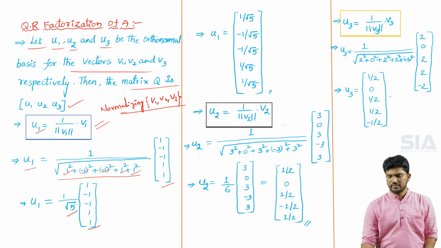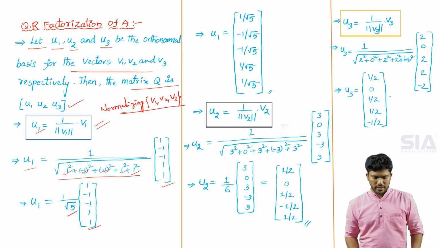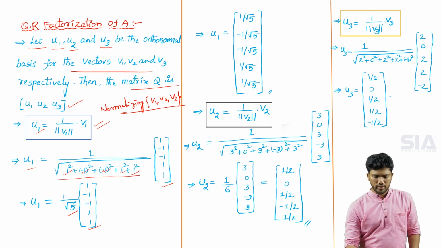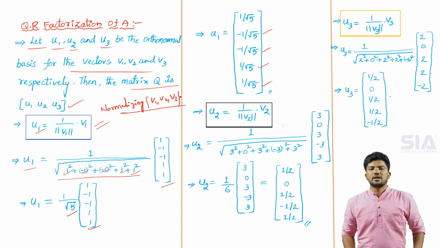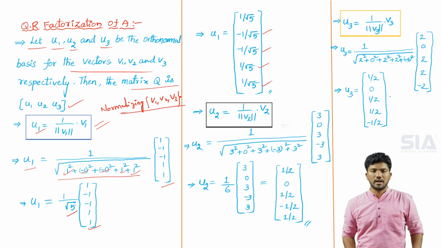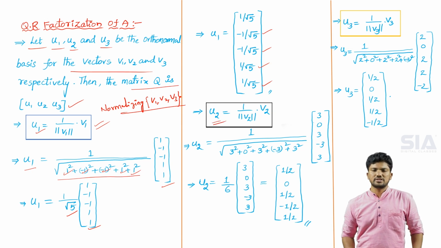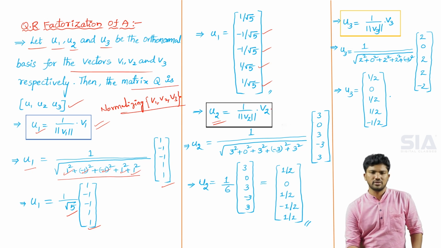So if you divide with 1 by root 5, then u1 is equal to 1 by root 5, minus 1 by root 5, minus 1 by root 5, 1 by root 5, 1 by root 5. That is the total vector of u1. That is the orthonormal column of capital Q. Next, the second vector u2 is equal to, the formula is 1 by norm V2 into V2.